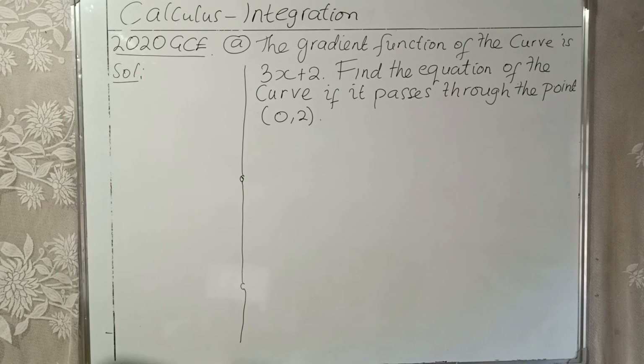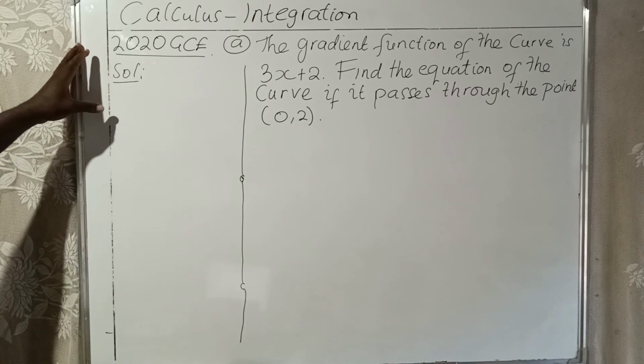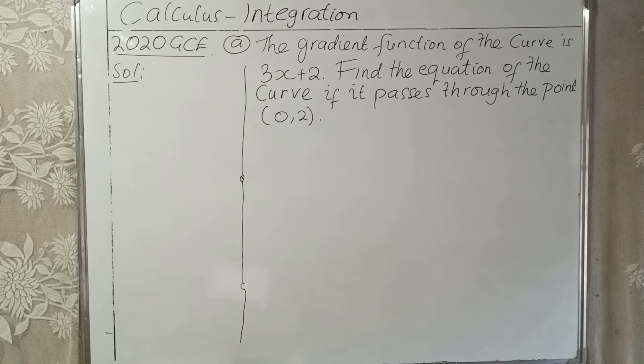Welcome. We are revising calculus and we are looking at integration, and we have an example on the board coming from the Examination Council of Zambia 2020 GCE paper 2 part A. The gradient function of the curve is 3x plus 2. Find the equation of the curve if it passes through the point (0, 2).